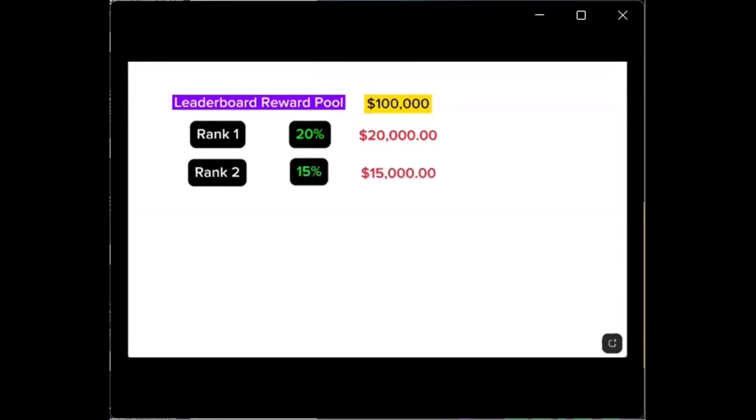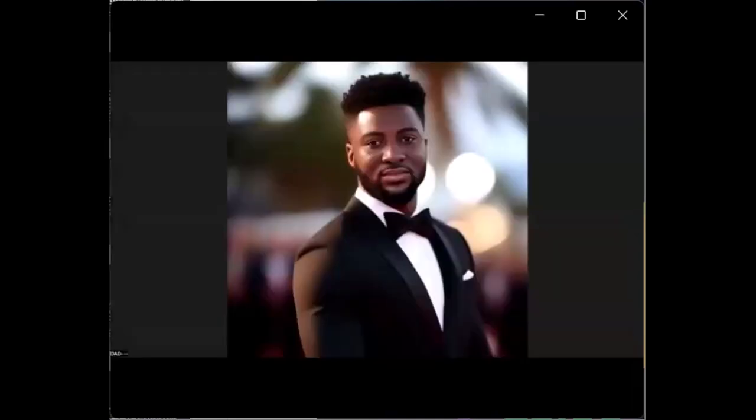Exactly. And let's say you fall to the 15th spot, you'll receive 0.5%, and that is $500. So the more you climb the leaderboard, the bigger your share of the pool at the end of the 30-day cycle. Jeez. This system not only rewards your direct efforts, but also incentivizes you to help others succeed.